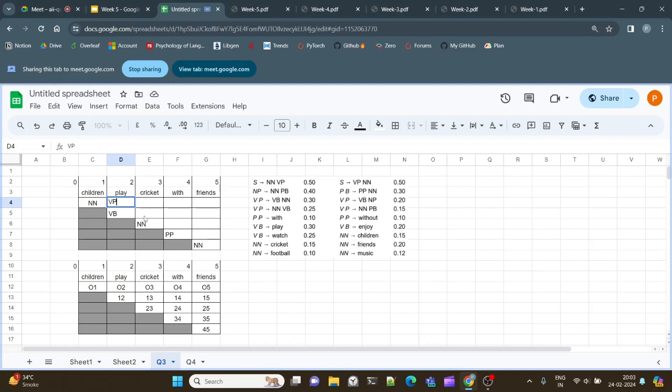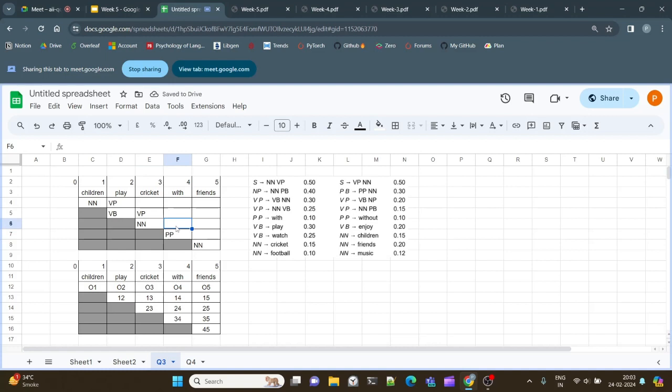Next is this one. So this is 1, 3. So 1, 3 will be 1, 2 and 2, 3, right? So it will be 1, 2 and 2, 3. This and this. So is there any rule which has VB NN on the right hand side? This one again, VB, correct? Next we go to this one.